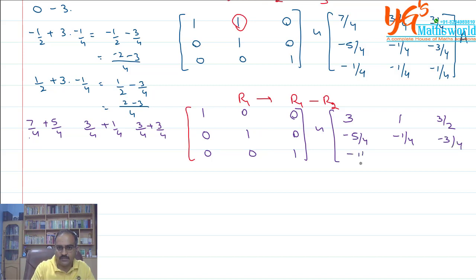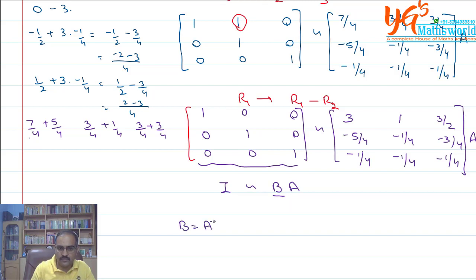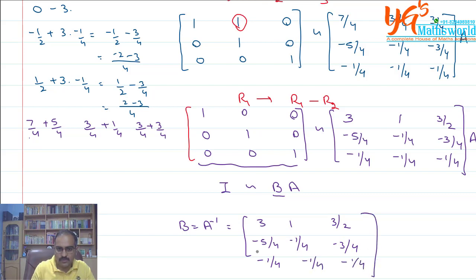Minus 3 by 4, minus 1 by 4, minus 1 by 4, minus 1 by 4 into A. So now just check, do we get the identity matrix from this one? Yes, we get. So identity matrix reduces to I is equal to B into A. Now what is this B? This B is our A inverse. Its order will be the same, 3 by 3.